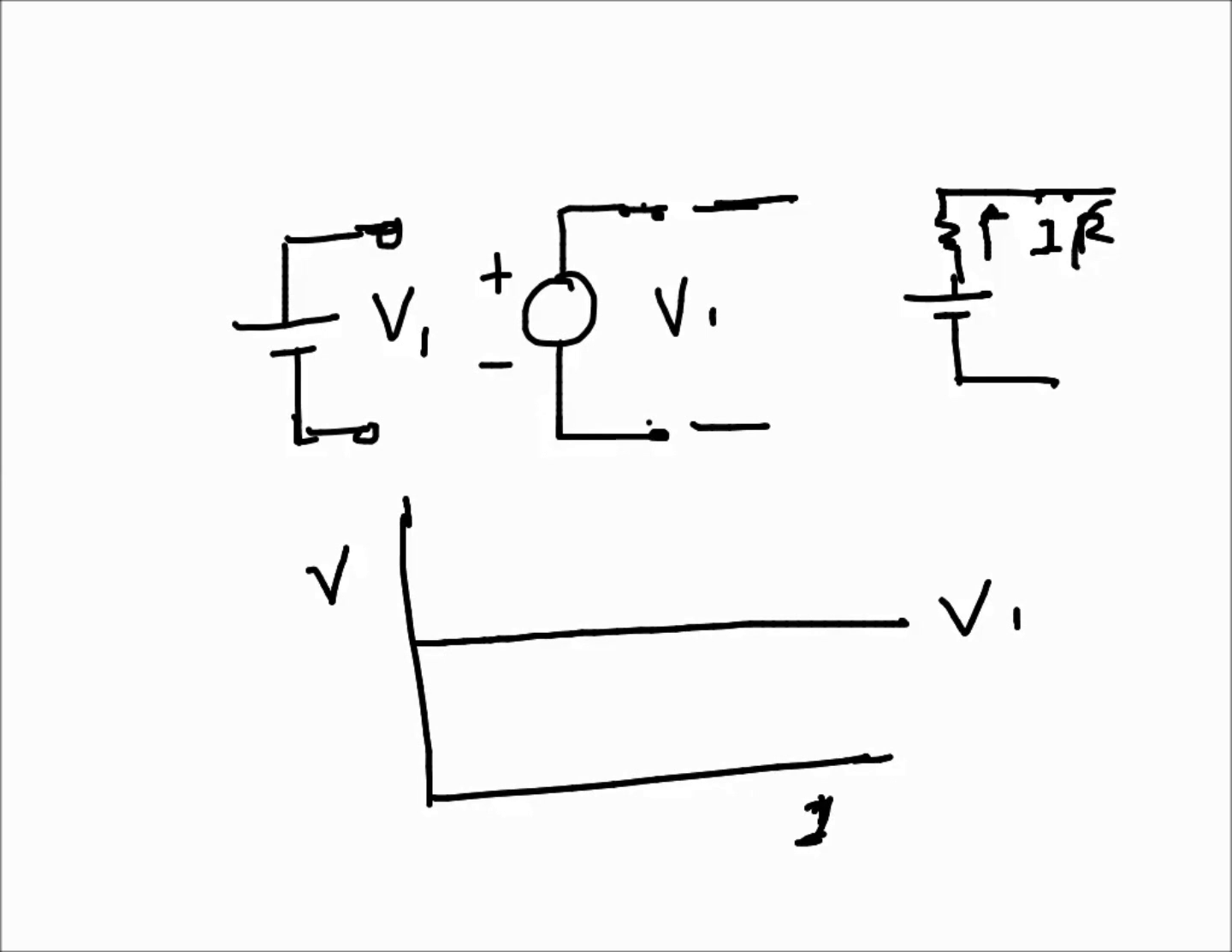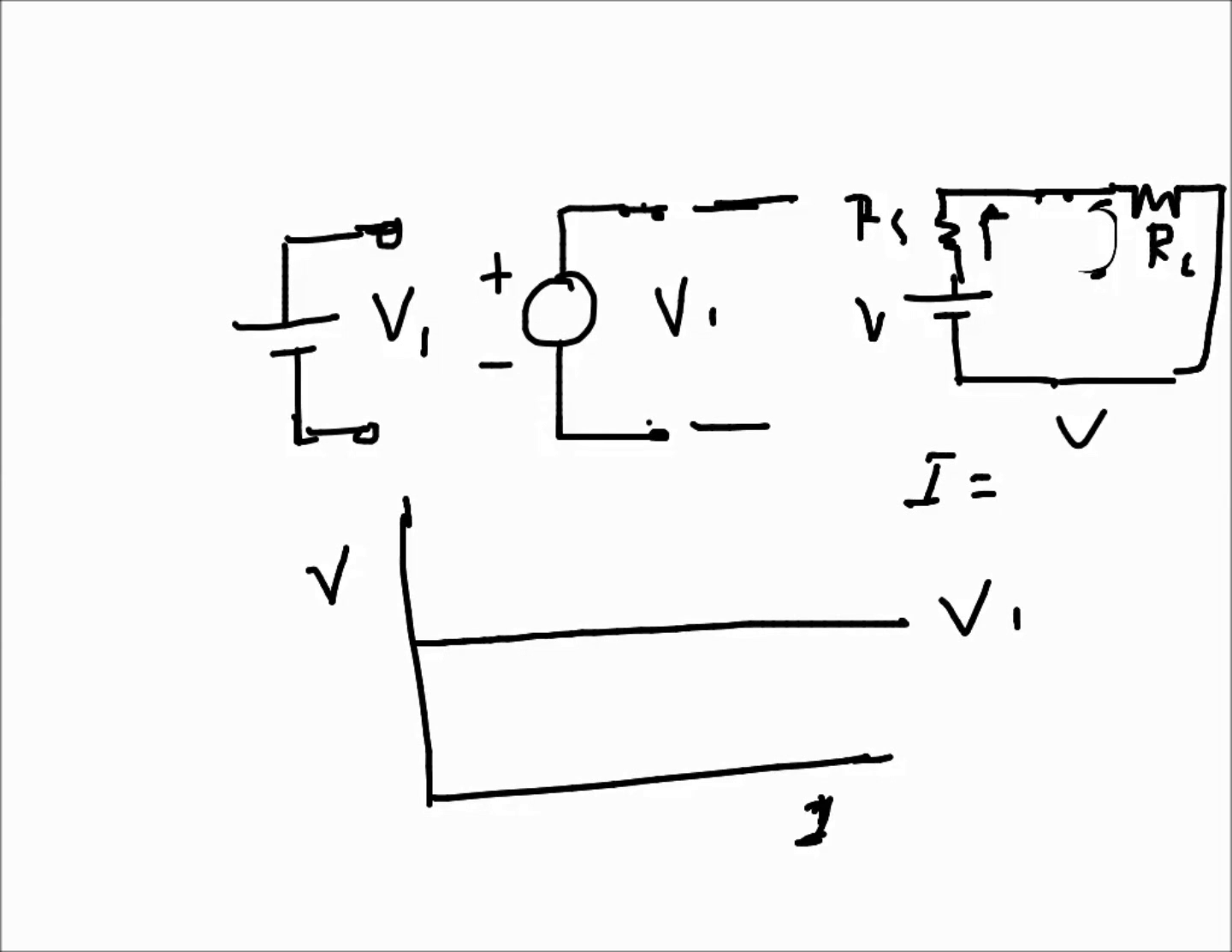As this resistance is very small, if something is connected here, maybe this is the RL and this is the RS. So if I draw it as RS, if this is V, the current will be V over RL plus RS, but usually the RS is very small, so it can be ignored.